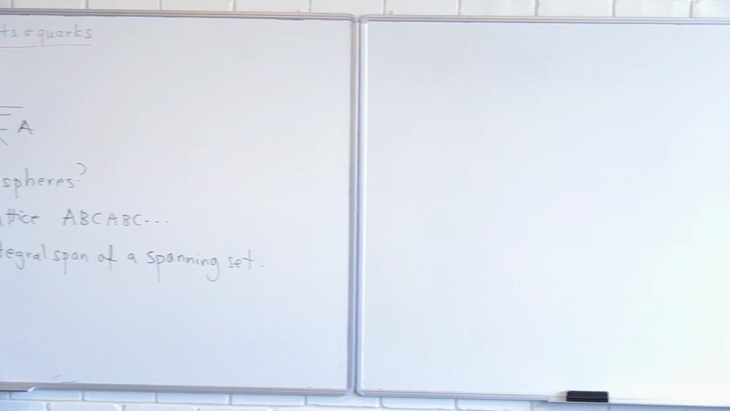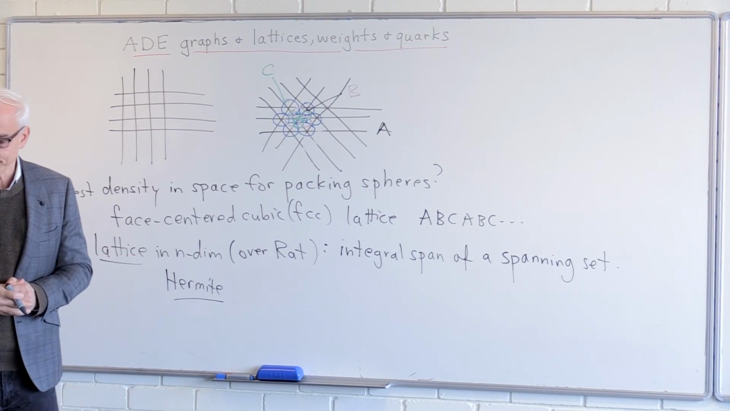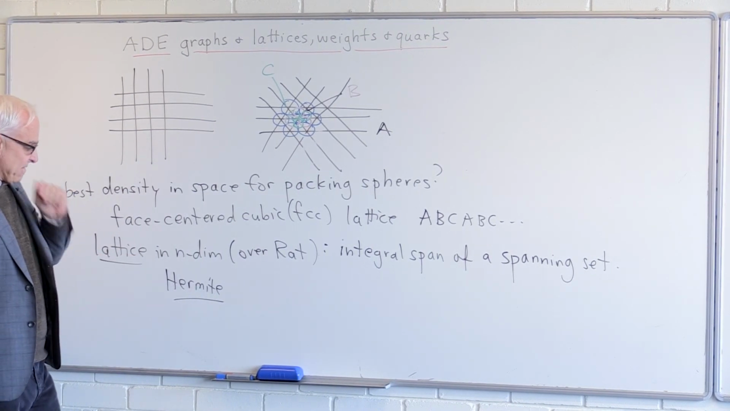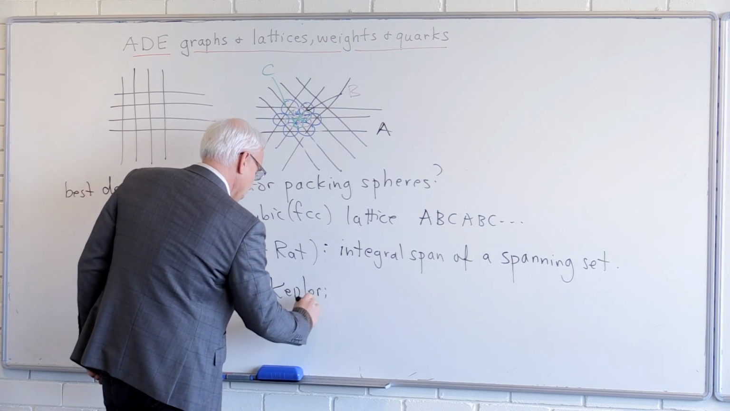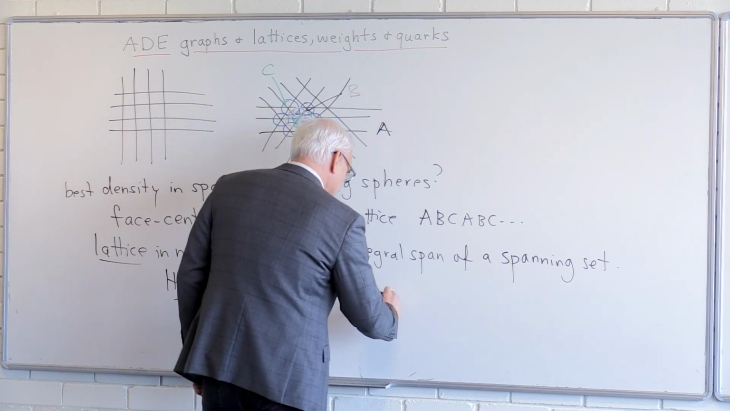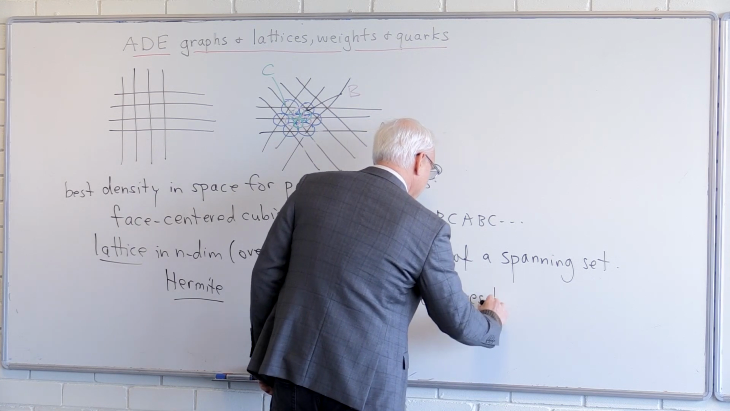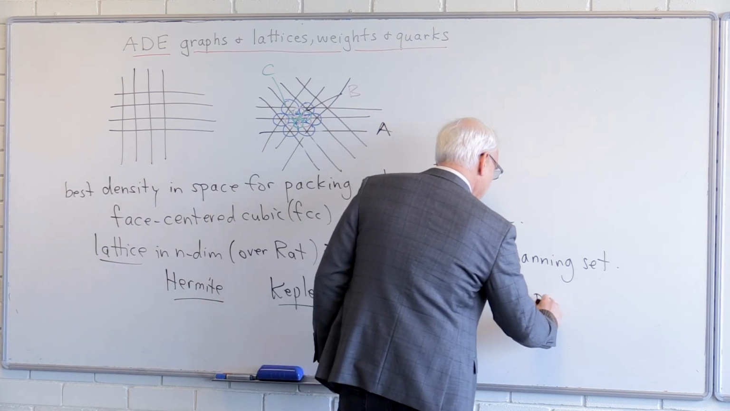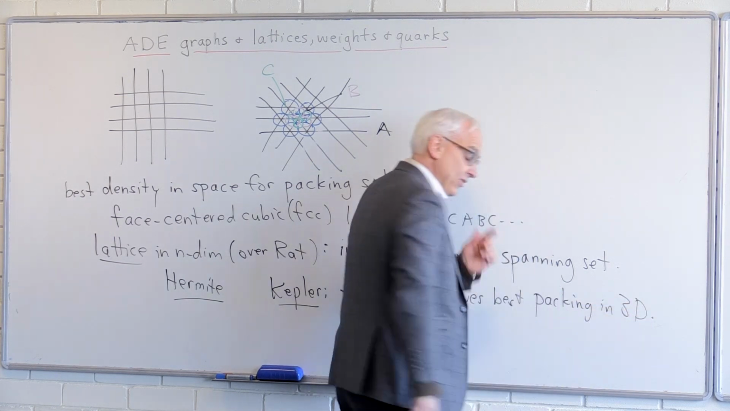It's just integral combinations of those two vectors. Okay, so a natural question is, what are the best lattices in 3 dimensions or in higher dimensions for packing spheres? And Kepler suggested that the FCC lattice gives the best packing in 3D, irrespective of whether it's a lattice packing or not.